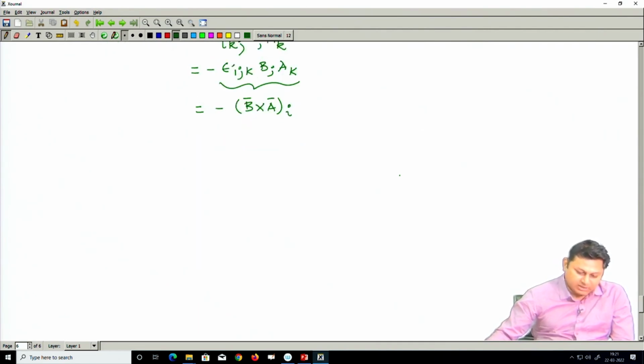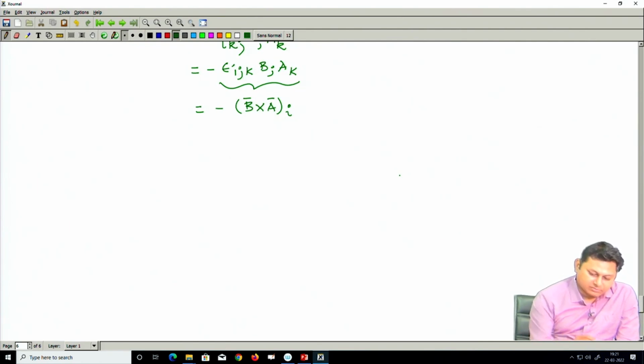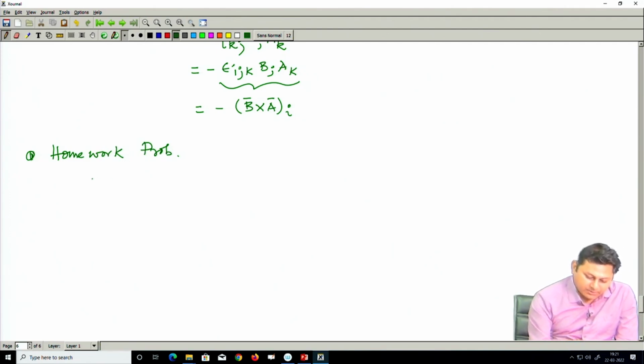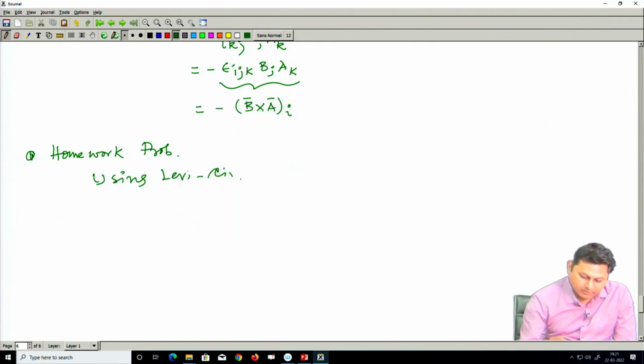Now I am giving two homework problems and then I will complete this class. So, these are the homework problems. The problem is: using the Levi-Civita symbol, show that.